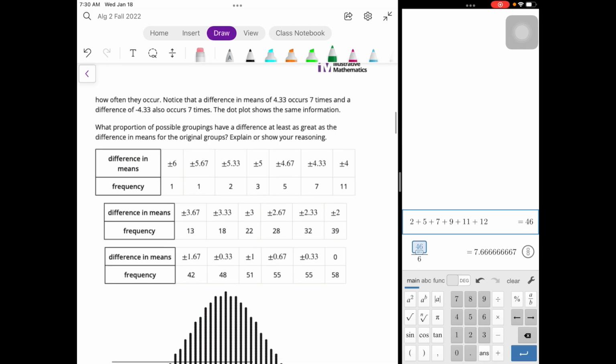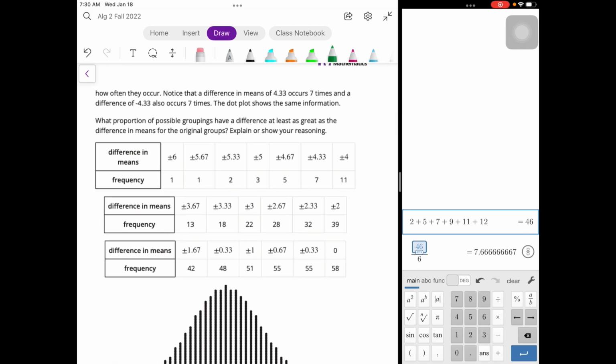Notice that a difference in means of 4.33 occurs 7 times, and we can see that here, and so does a difference of negative 4.33. It also occurs 7 times. And so that's actually a total of 14 when you consider the positive and the negative. The dot plot shows that same information.